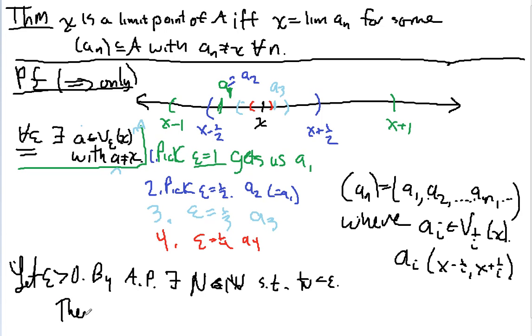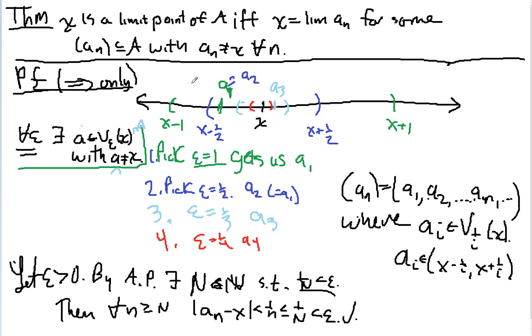Then for all n bigger than or equal to capital N, consider a sub n minus x. What do I know about this? It always has to be in the interval of radius 1/n, so I know that it's less than or equal to 1/n, which is less than or equal to 1/capital N because of this inequality, but that's less than epsilon. We're done. So this converges, and we have proved the first direction.